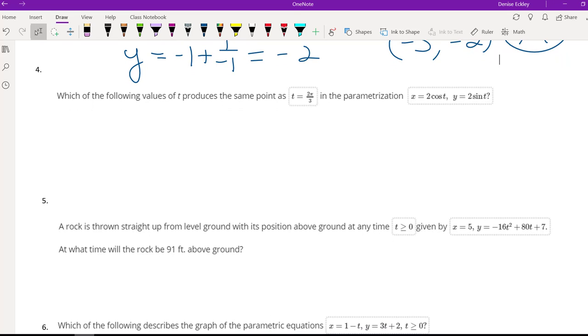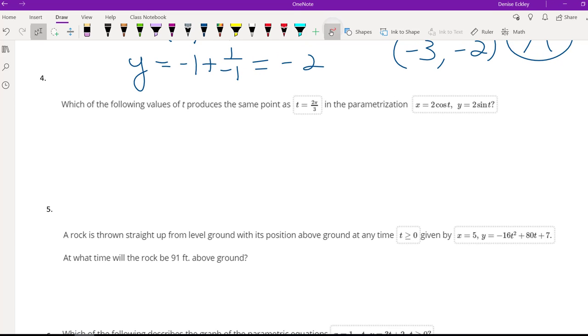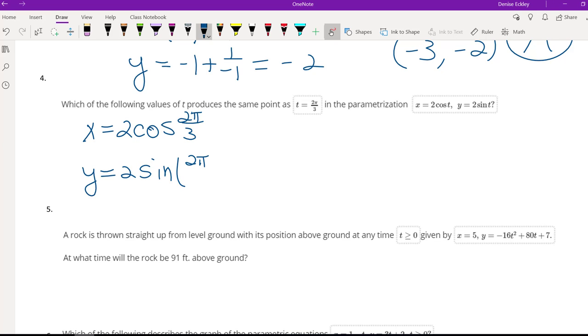Next problem. Which of the following values of t produces the same point as t equals 2 pi over 3 in the parameterization x equals 2 cosine t, y equals 2 sine t? So same kind of problem as number 3. I'm just going to substitute in for t. So x is going to equal 2 times cosine of 2 pi over 3, and y is going to equal 2 times sine of 2 pi over 3.